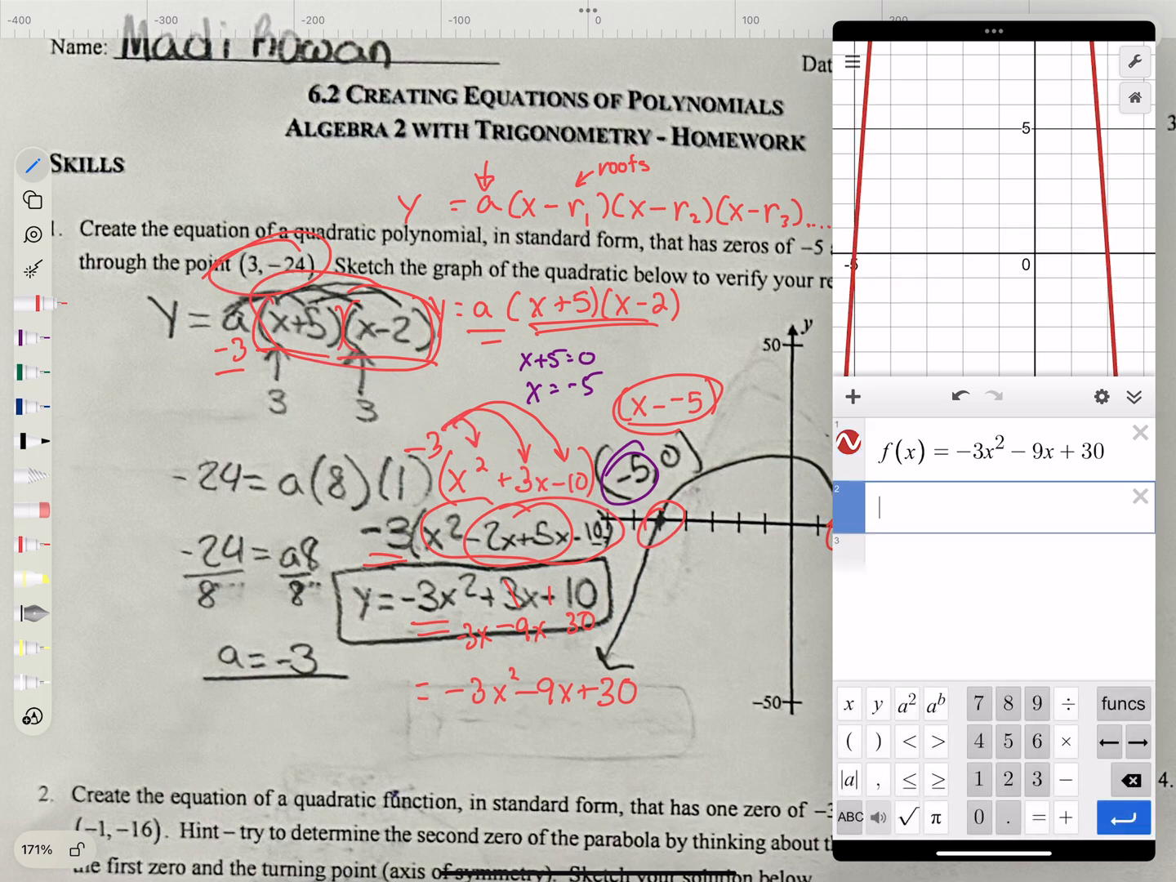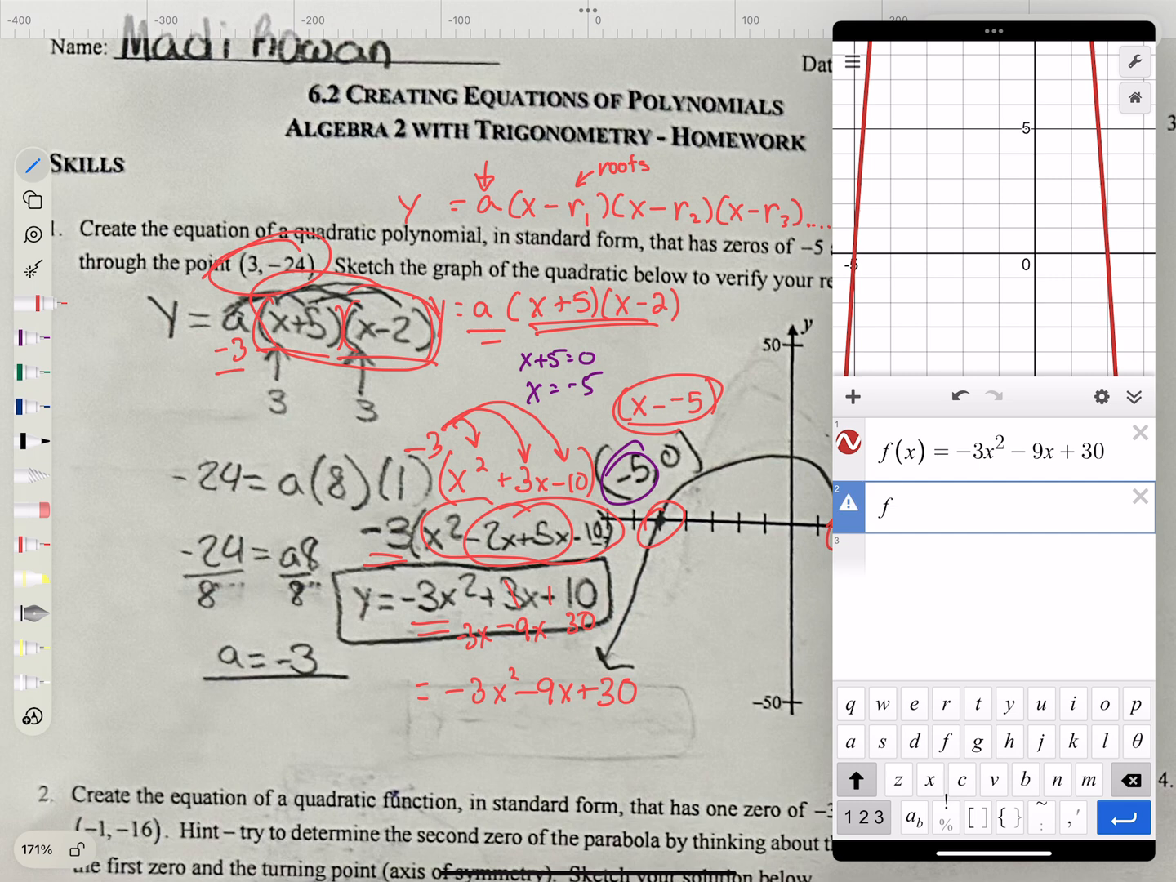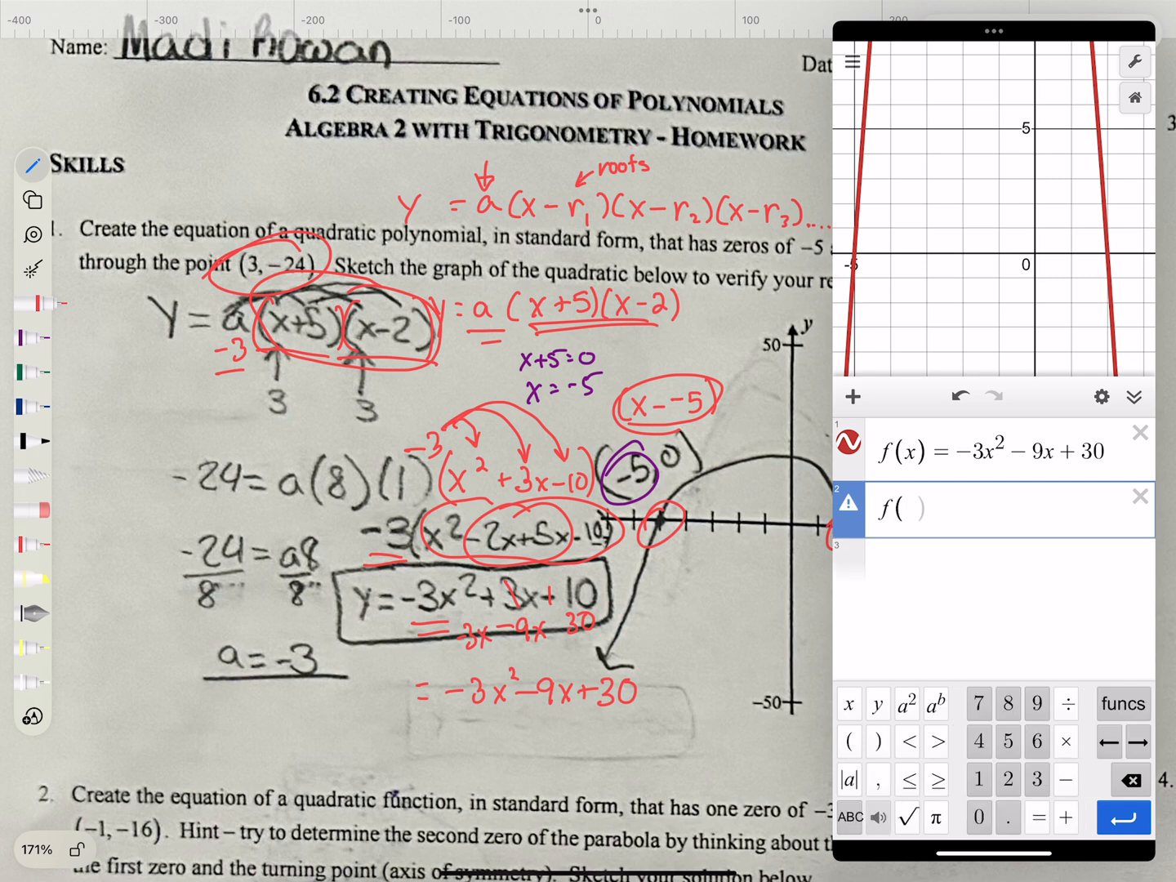So now that I've put it in function notation, I can just ask the equation, what happens if you put a +3 in there for x? And see, when I put the +3 in for x, -24 comes out. That means it goes to the point 3, -24, just like we wanted it to. All right, so you've got that one correct.